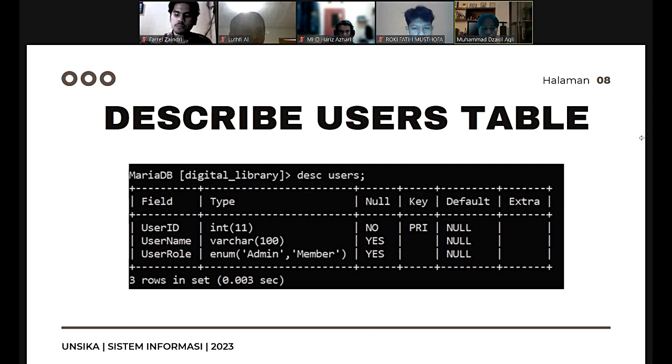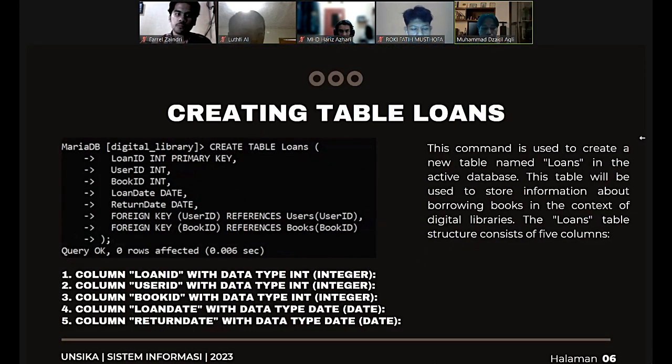Next, creating table loans. This command is used to create a new table named loans in the active database. This table will be used to store information about borrowing books in the context of the digital library. The loans table structure consists of 5 columns.